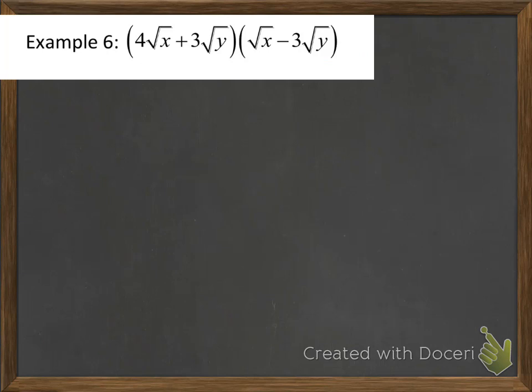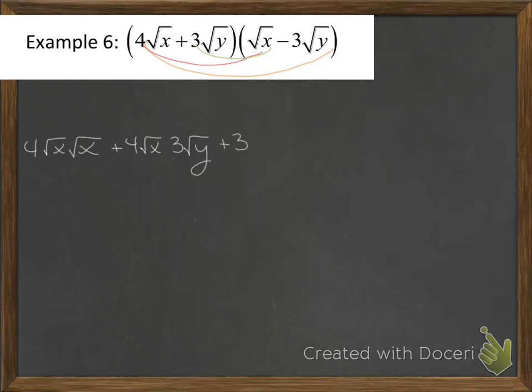Okay, example 6. Once again, we are back to FOIL land. So let's get started. Our first term is 4 square roots of x times the square root of x. Okay, our outer terms, that's going to give us 4 square roots of x times 3 times the square root of y. Okay, then we do our inner terms. Our inner terms are 3 square roots of y times the square root of x. Okay, then we do our last terms. Okay, and it looks like that's plus 3 square root y times negative 3 square root y.